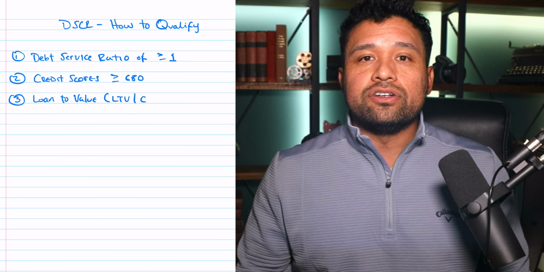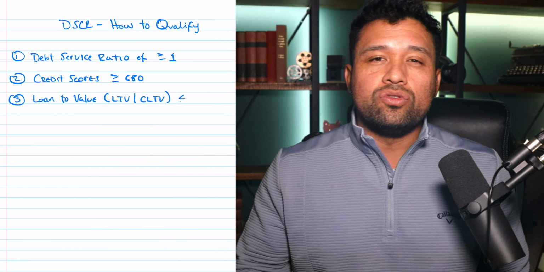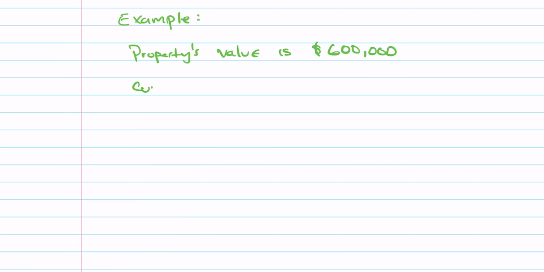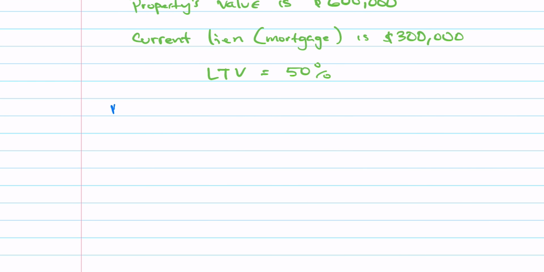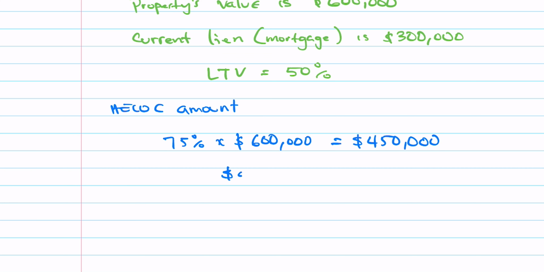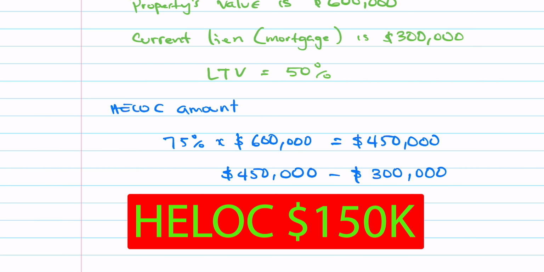Typically, lenders will allow you to have a loan to value or combined loan to value up to 75% for a DSCR HELOC. So if you own a property worth $600,000 and you have a current mortgage of $300,000, you have a 50% loan to value. If you were to max out the HELOC limit up to 75% loan to value, then the maximum amount of liens against the property will be 75% of $600,000, or $450,000. So therefore, the HELOC amount will be $150,000.